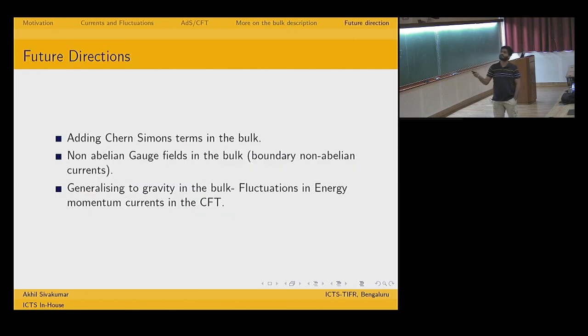And there are some future directions. You can extend this calculation to a Maxwell-Chern-Simons theory in the bulk, that is, adding Chern-Simons terms in the bulk, say in the appropriate dimensions, and then you can talk about non-abelian gauge fields in the bulk, where the boundary also has non-abelian currents. And there's a generalization to gravity, where you think about gravitational waves and perturbations in the bulk, which correspond to fluctuations of energy-momentum currents in the boundary. And yeah, that's it.